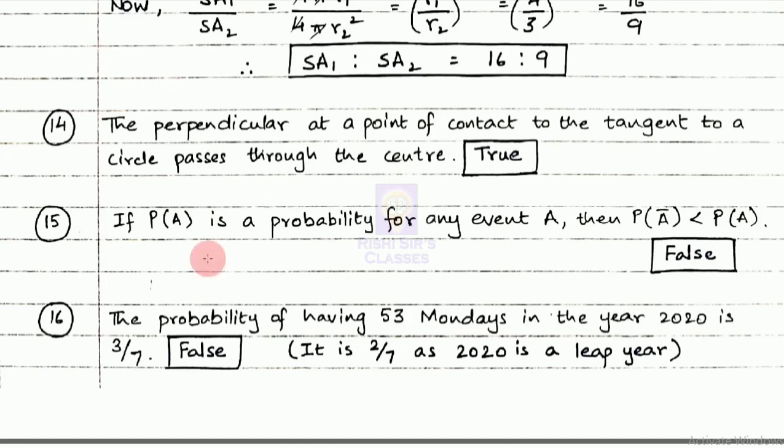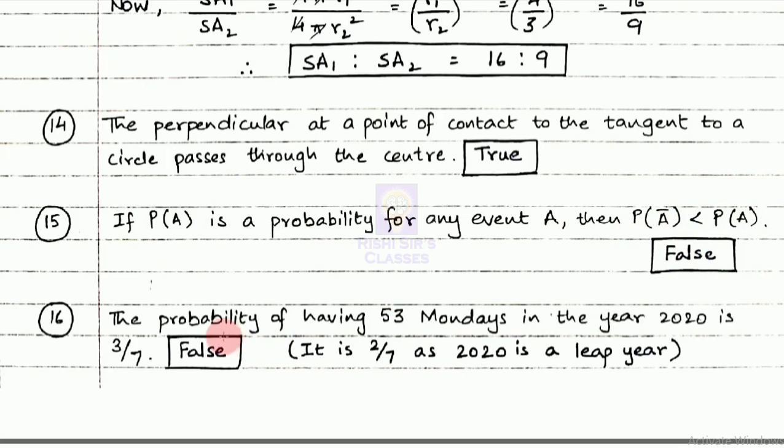Second one, sorry, the 15th one. If P of A is the probability for any event A, then P of A bar should always be less than P of A. No, that depends; it can be less, it can be more. But P of A plus P of A bar should always be equal to 1. But suppose the value of P of A, that is the probability of any event happening, is 0.4. In that case P of A bar will be equal to 0.6. So this condition will become false. That is why the answer is false.